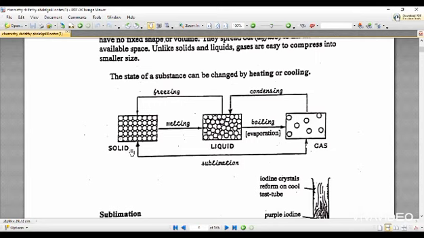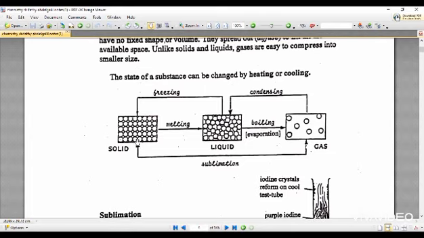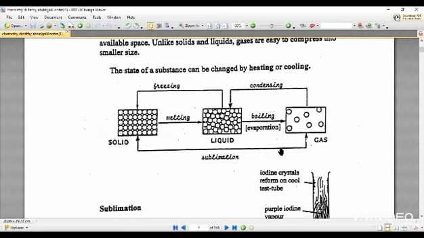Some materials can undergo a process in which the solid changes directly into a gas, and this is called sublimation. Or the gas can change directly into a solid without passing through the liquid state, and this process is also called sublimation. From solid to gas, it's sublimation, and from gas to solid, it is also called sublimation.